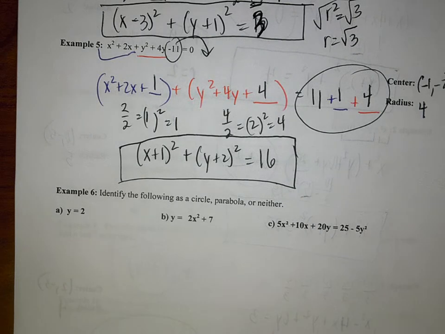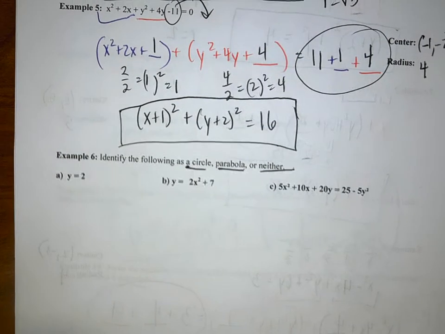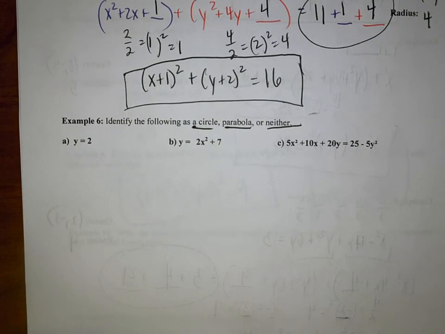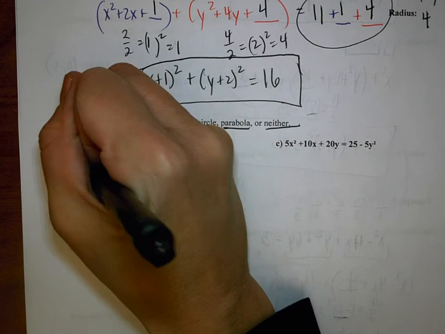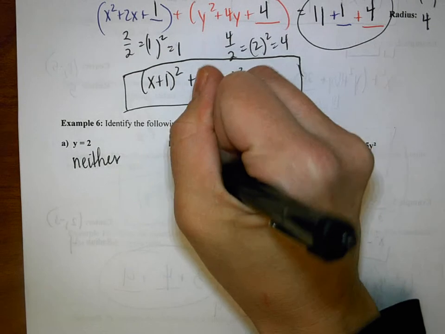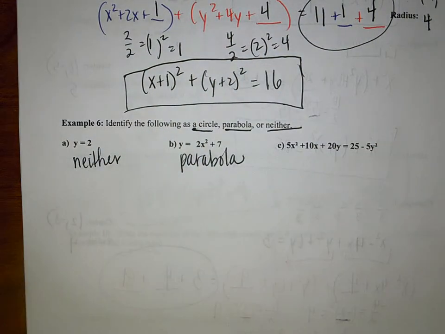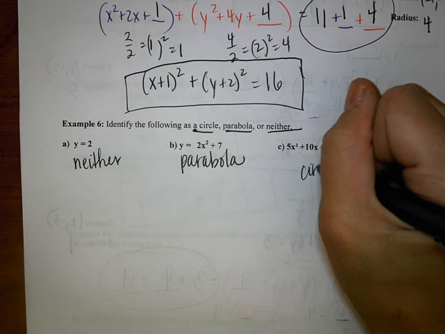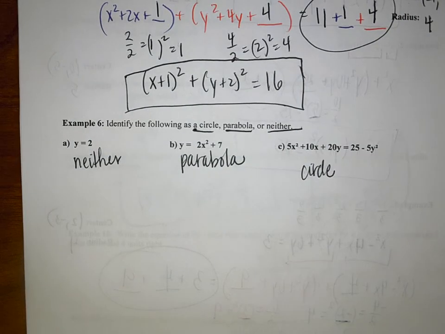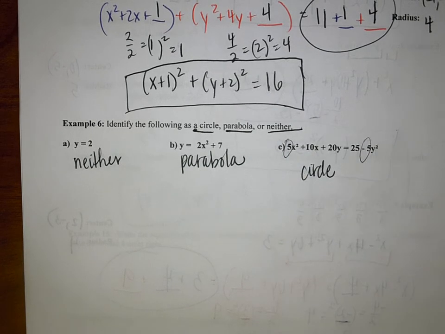All right, example 6, you're identifying if these are a circle, parabola, or neither. A, what is it? Neither, because it's a line. B, what is that? How do you know it's a parabola? It has only one square term. Very good. C is what? How do you know? Well, it has 2 squared, and we've been talking about circles. But remember, you couldn't have those 5s in front. But if I divided everything by 5, it wouldn't end up having a number in front, right? Okay, so it is a circle.